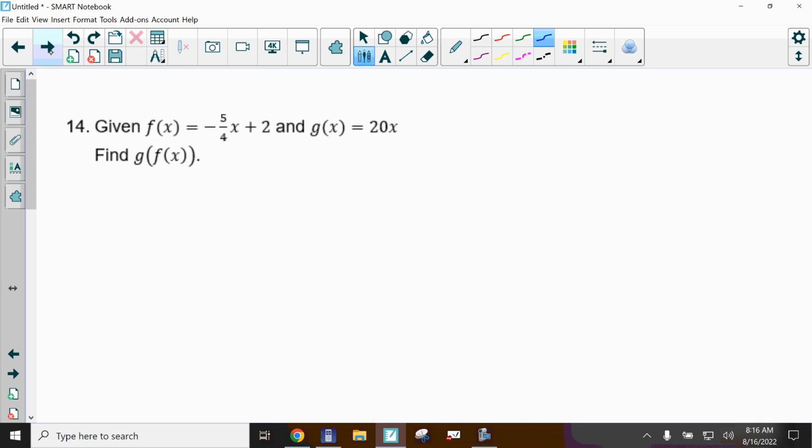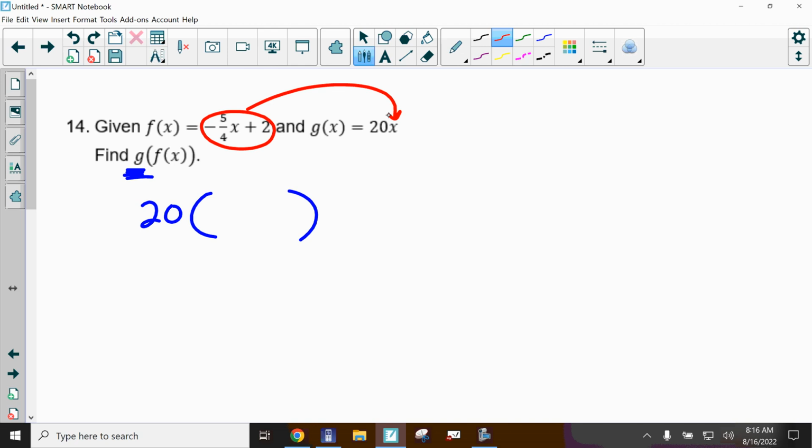Okay, next one, find g of f of x. So pay close attention to your directions, because this time we're actually going to start off with g, and we're going to put f of x inside of it. So the g problem is going to start off being 20, and then parentheses, and then we're going to stick the f problem inside of g. So the x is gone because it turned to the parentheses, so we're going to put negative 5 over 4 x plus 2. Then we just use the distributive property.